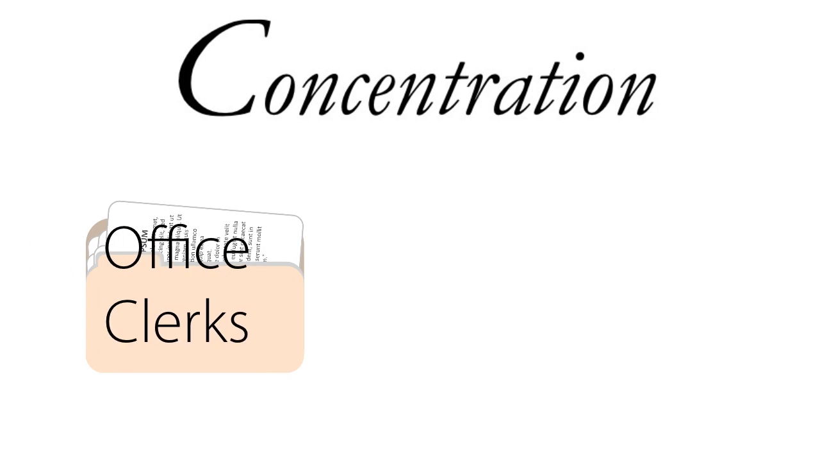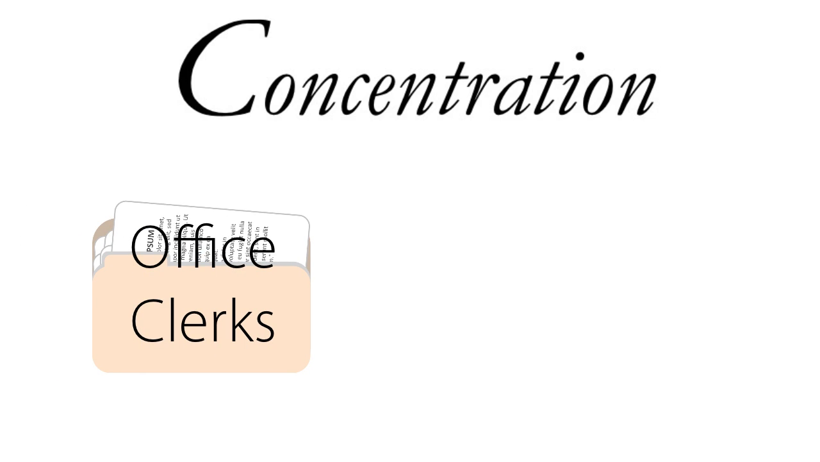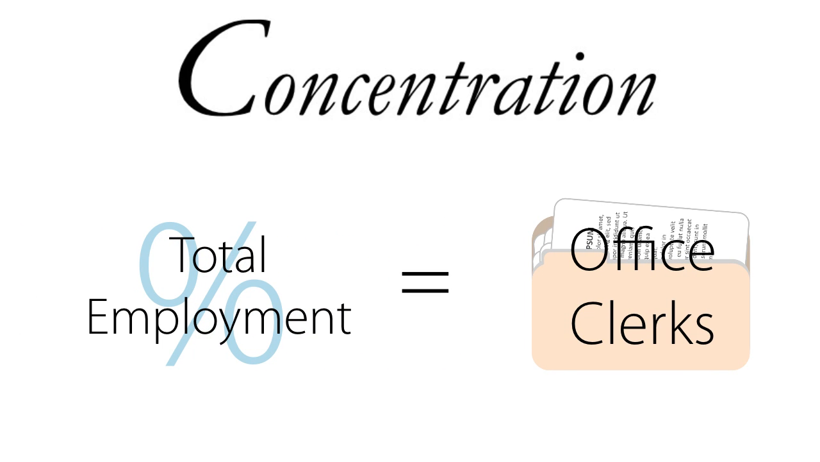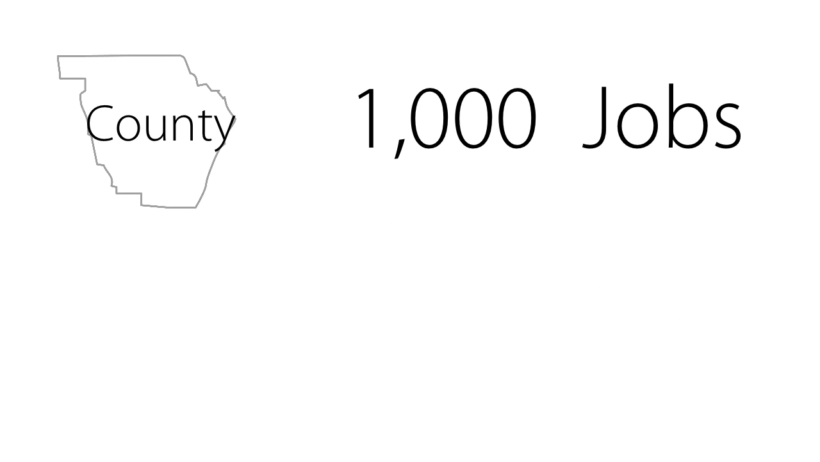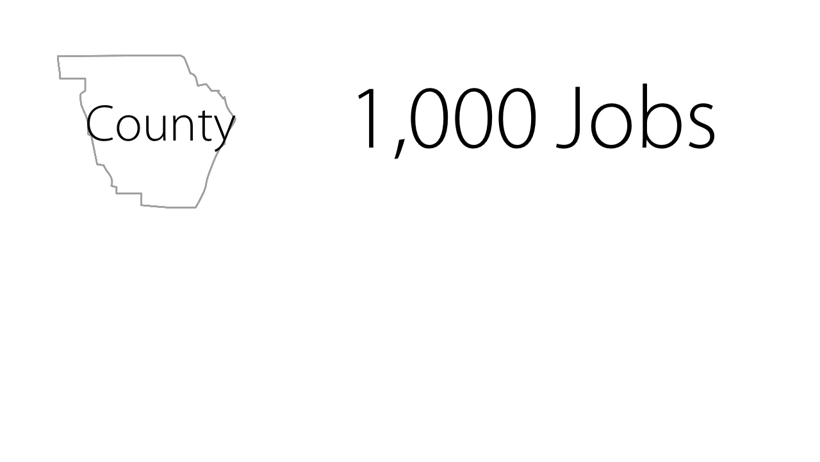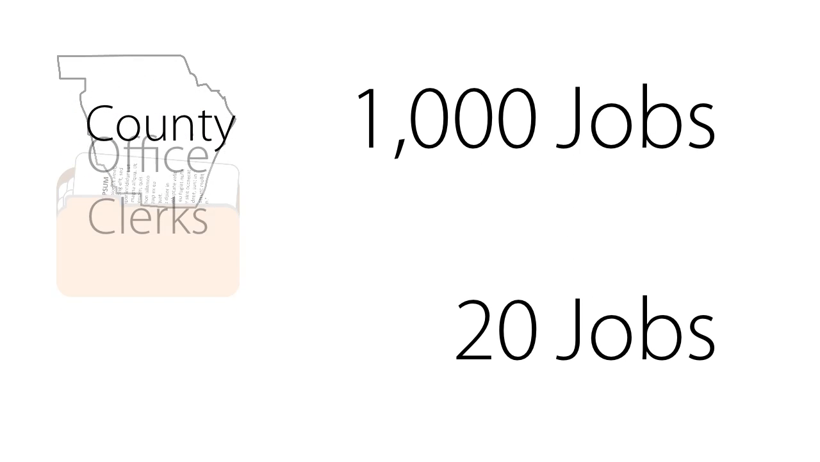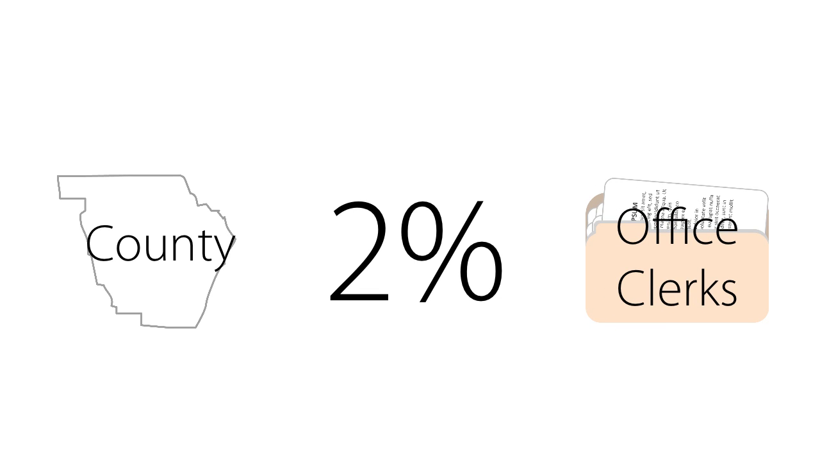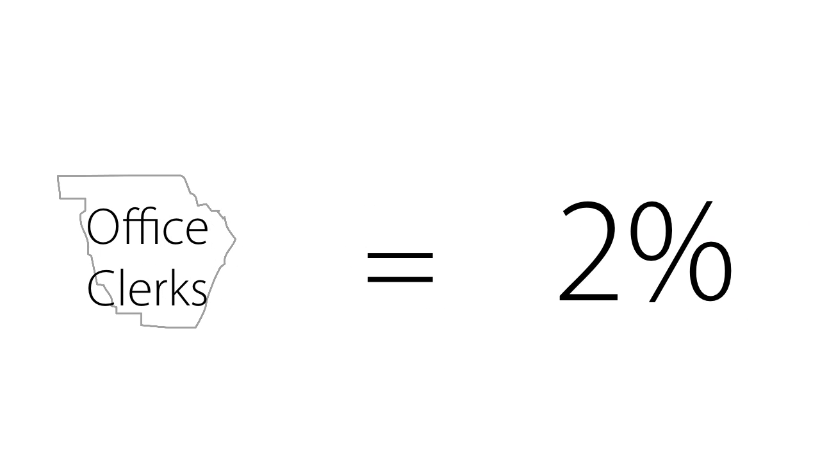We'll use office clerks. Finding the concentration is the same as finding what percent of the total jobs in the region are office clerks. So in our example region, there are 1,000 total jobs. 20 of these jobs are office clerks. That means that 2% of the total jobs in the region are office clerks. That's the concentration of office clerks in the region, 2%.